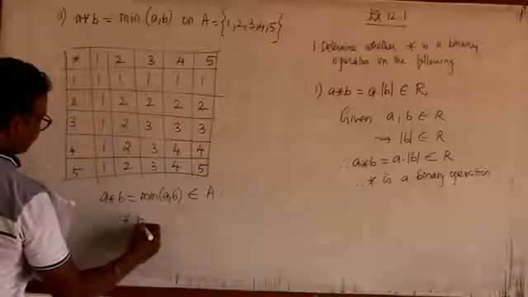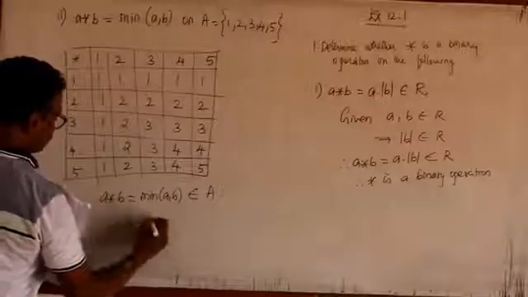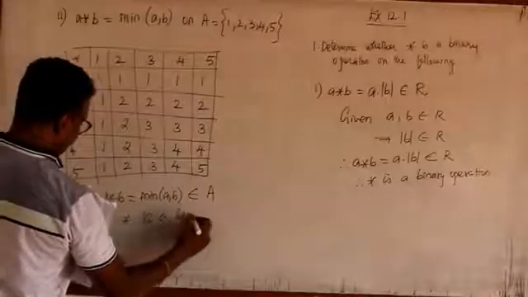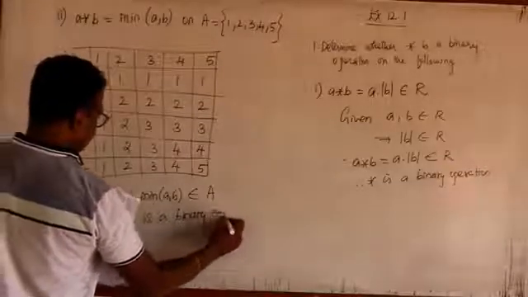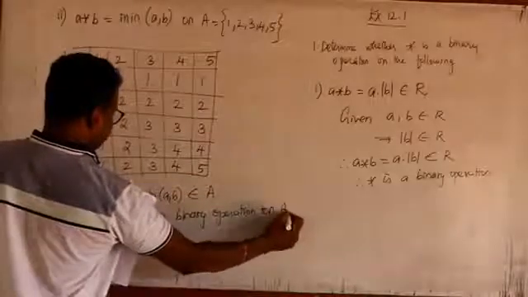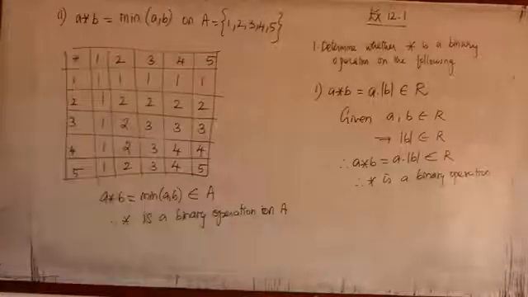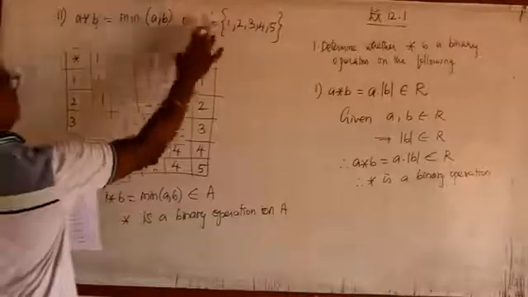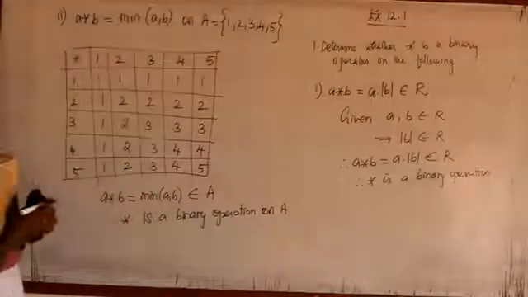Therefore, star is a binary operation on A. Do you understand? When I operate two elements, if the result is also in that set, then we say it is a binary operation.